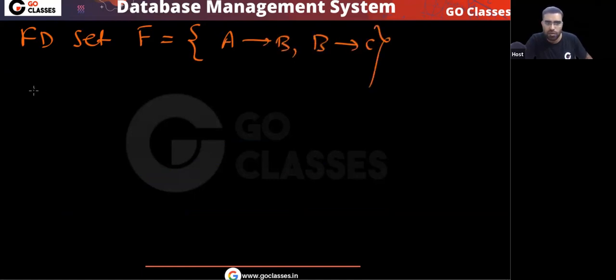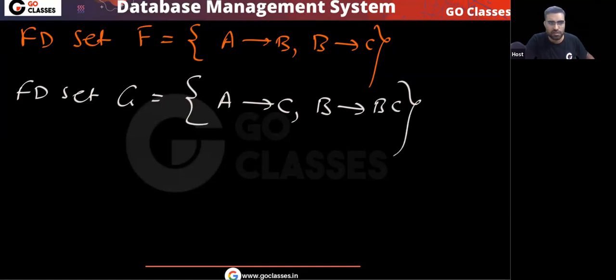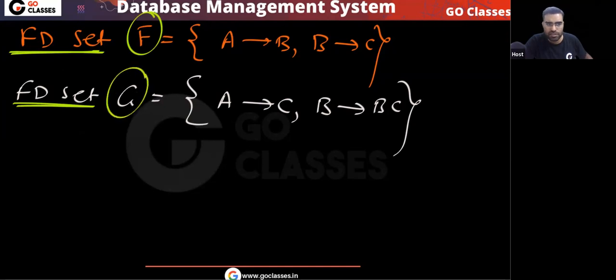Now I'm giving you another FD set, G, and that is like this. Let's assume it is A determines C, B determines BC. Is this clear? Remember, two sets of FDs are given to you. This is FD set F and this is FD set G.